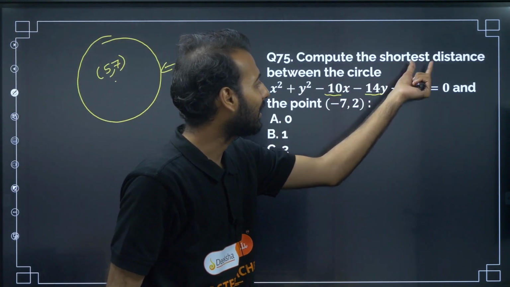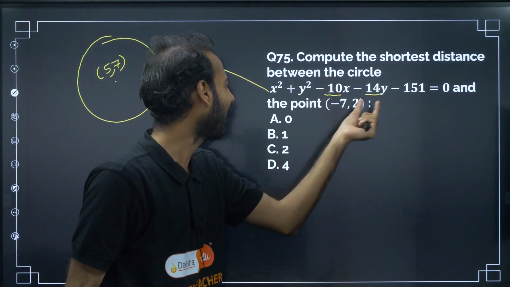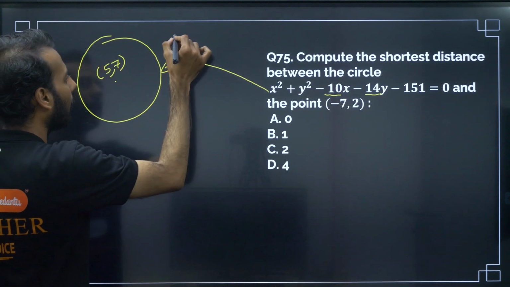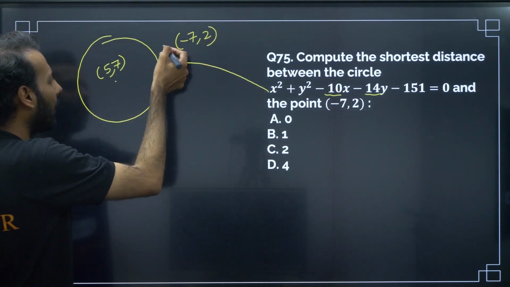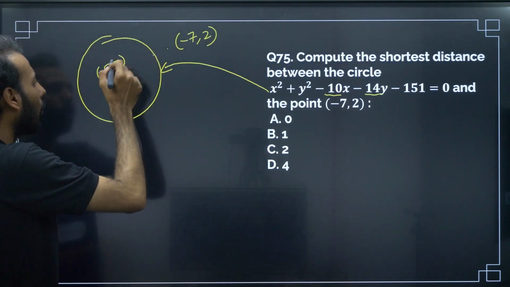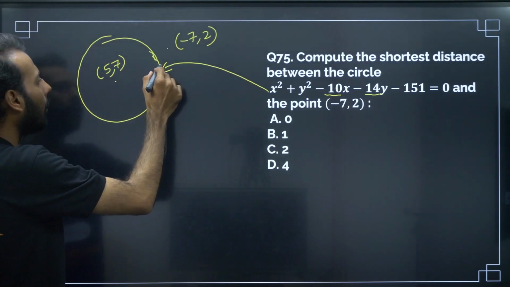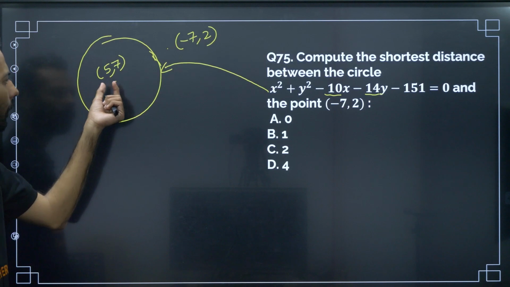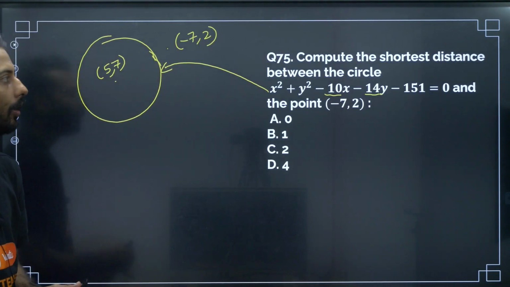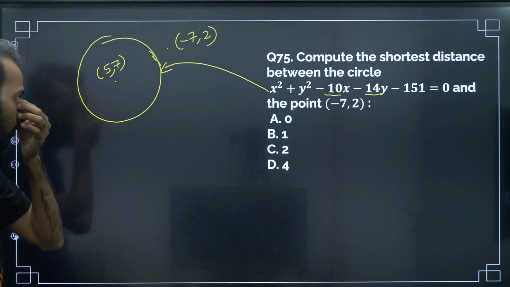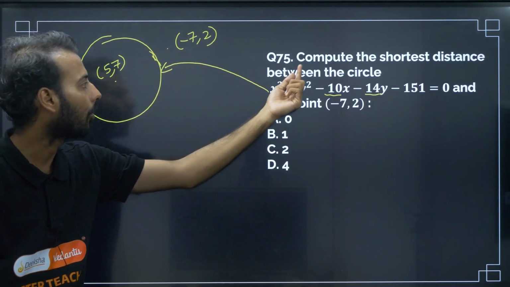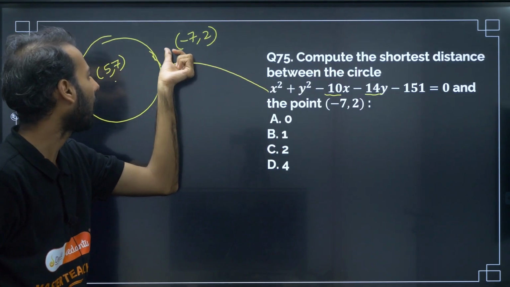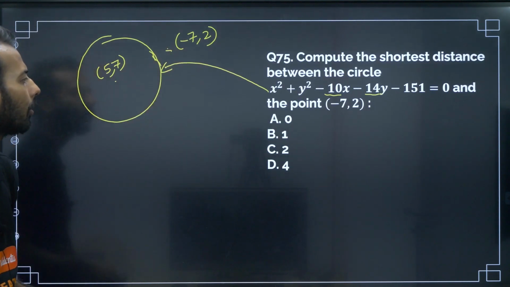Compute the shortest distance between the circle and the point. And one point, I don't know where this point is. It is in this plane only. It can be outside this circle, on the circle, or inside the circle also. It can be anywhere. So to find the shortest distance between this circle and this point, this point they have given.